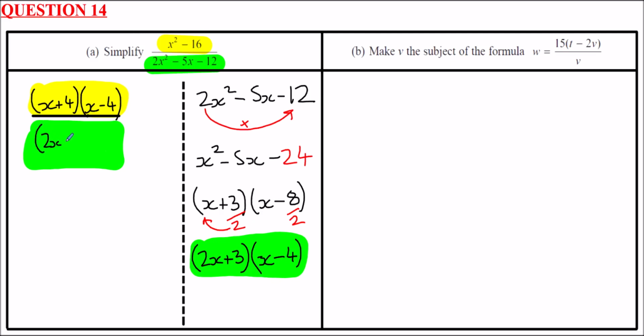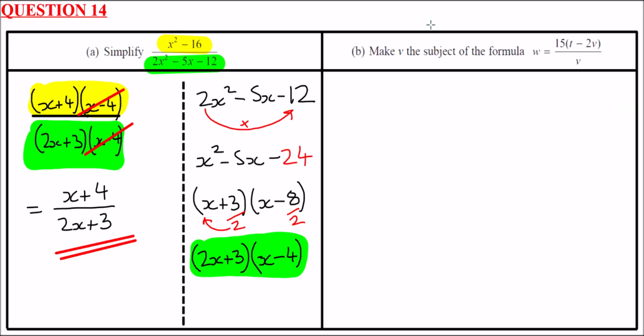So we've got 2x plus 3, x minus 4. Now hopefully you can spot on the top and the bottom is a factor of x minus 4. We can therefore cancel these off like so. And then we're just left with x plus 4 on top, on the bottom, 2x plus 3. And that's as simple as we can go. That is our final answer.